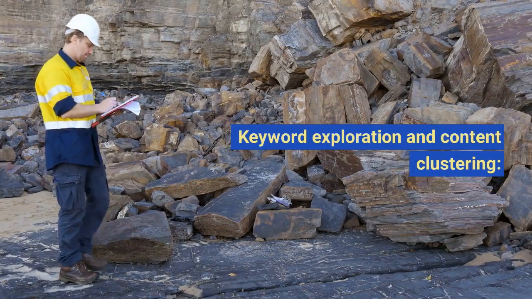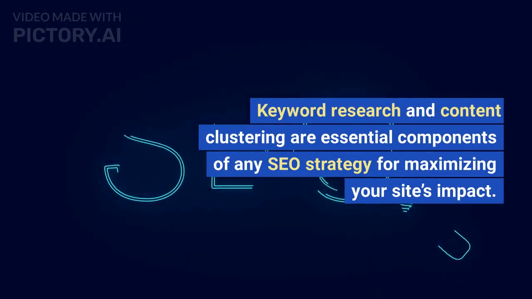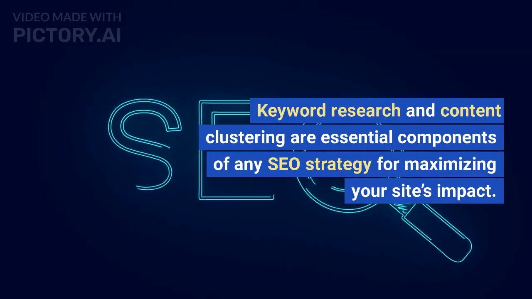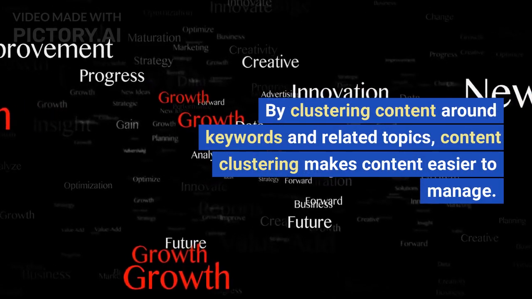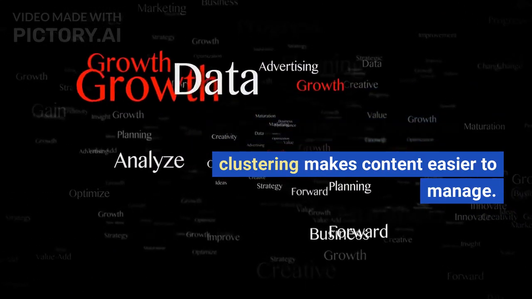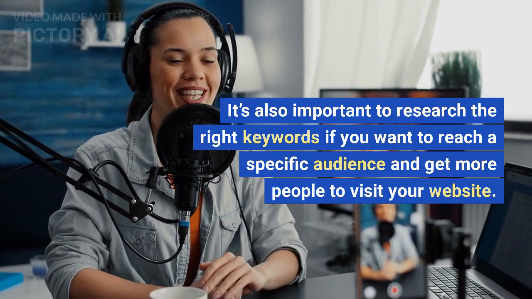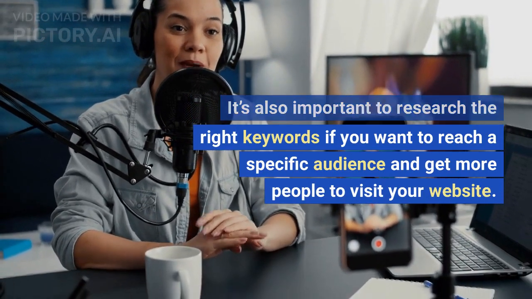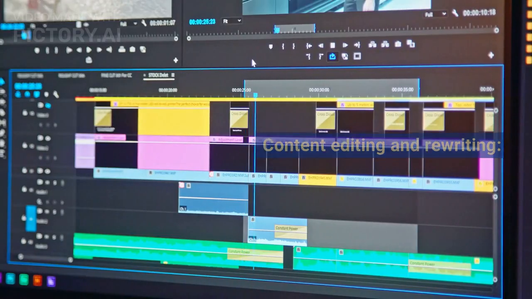Keyword exploration and content clustering. Keyword research and content clustering are essential components of any SEO strategy for maximizing your site's impact. By clustering content around keywords and related topics, content clustering makes content easier to manage. It's also important to research the right keywords if you want to reach a specific audience and get more people to visit your website.